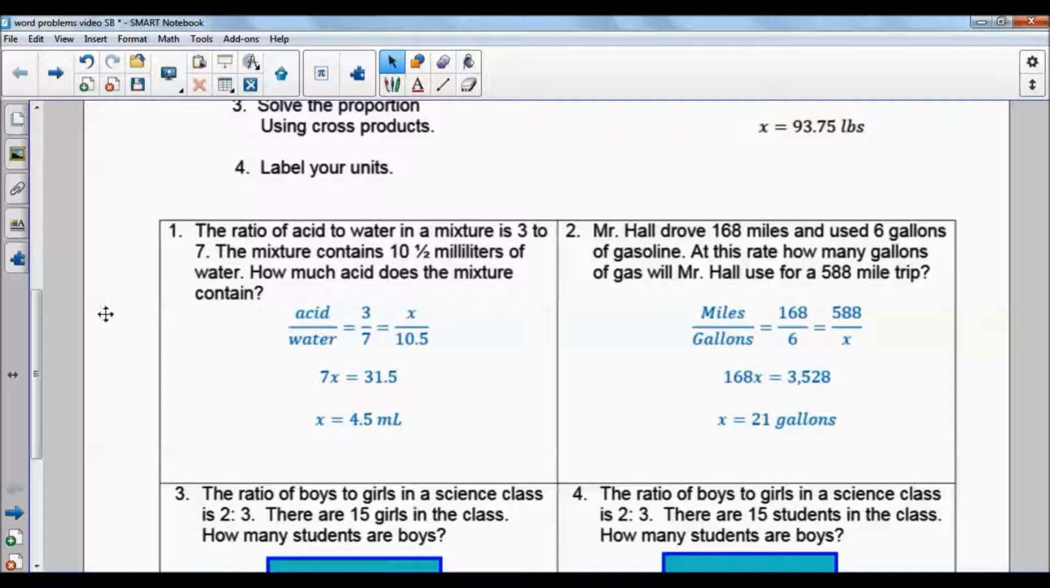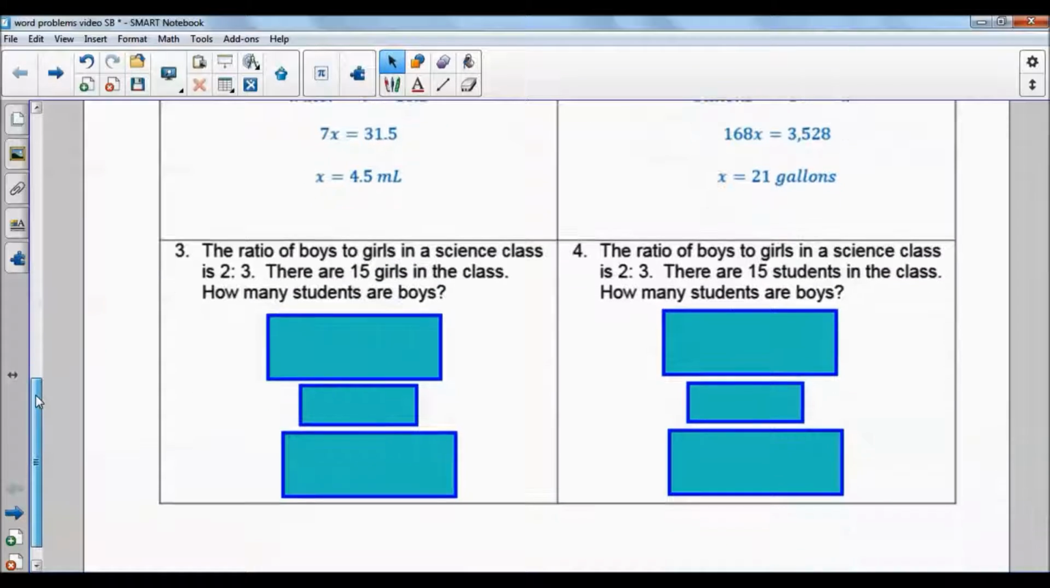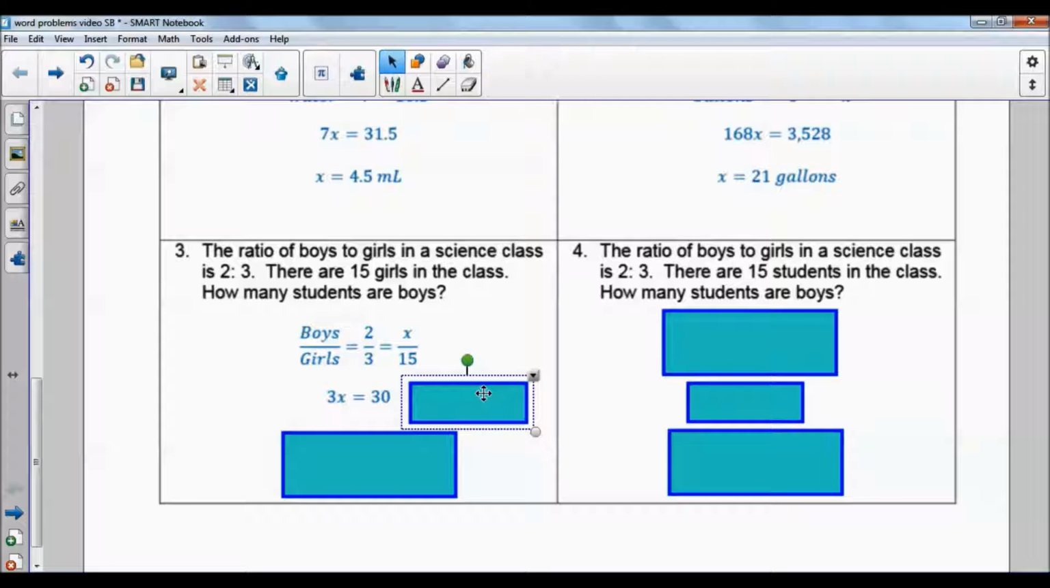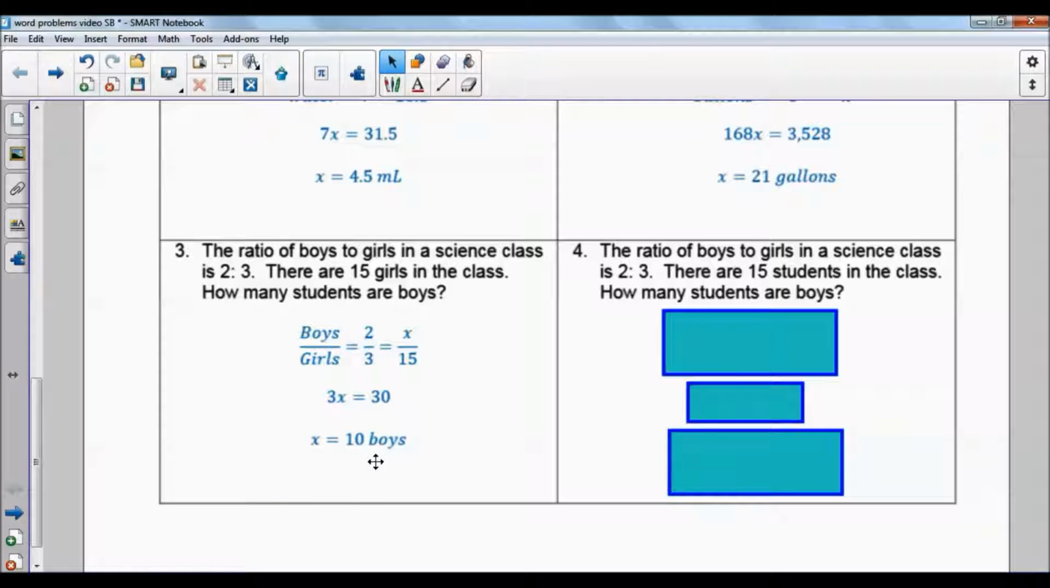Number 3. The ratio of boys to girls in a science class is 2:3. There are 15 girls in the class. How many students are boys? Okay, so we're looking at boys to girls, right? And so that's our ratio, boys to girls. The boy to girl ratio is 2 to 3, so that's our first fraction. And then there are 15 girls in the class, so we're going to put 15 on the bottom. Okay? So we fill in x on the top for boys. When we cross multiply, we get 3x is equal to 30, which if we divide by 3 on both sides, gives us 10, and there are 10 boys in the class.